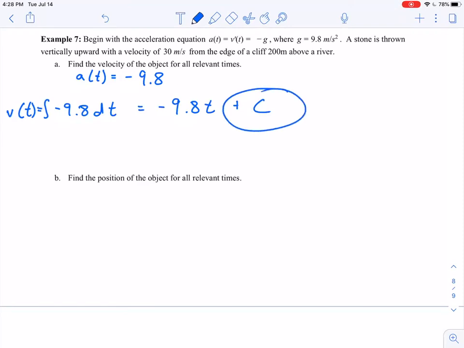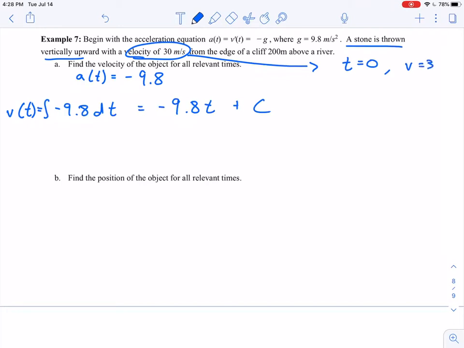But I'd like to be able to say what my constant of integration is for this problem. What is c? So they give me some information here. They say a stone is thrown vertically upward with a velocity of 30 meters per second. I'm going to stop right there. So that means when I've thrown the stone upward, when time t is equal to 0, my velocity is 30 meters per second. Another way I could write that is v of 0 is equal to 30. This is the initial condition that I need in order to solve for c.